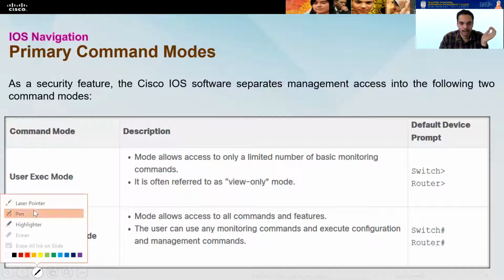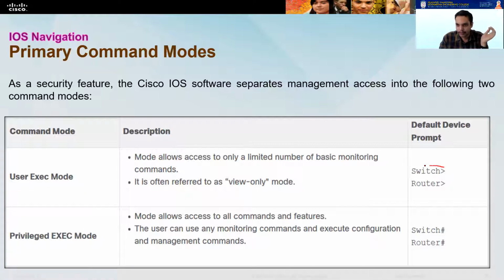Let me show you a quick thing. If you see here, this is the particular symbol which shows you which mode you are in. This prompt has the default name for the device. If you're talking about a switch, you see a switch there. If you talk about a router, you see a router there. And if there is a greater than symbol after this, then this is user executive mode. This is the first mode that will allow you to access the switch, and it doesn't support many commands. It is just a basic monitoring mode, and that is the reason it is also called a view only mode.